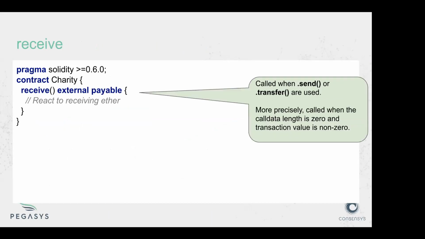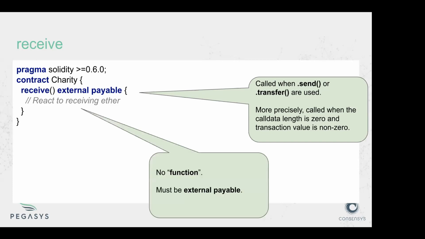So with 0.6, a new function called receive has been defined. And so when, say, transfer or send is called to transfer Ether to the contract, it would be called. So in particular, it's called when the call data length is 0 and the transaction value is non-zero. And note that we don't have function receive here, it's just called receive. There's no function keyword, and it must be external payable.